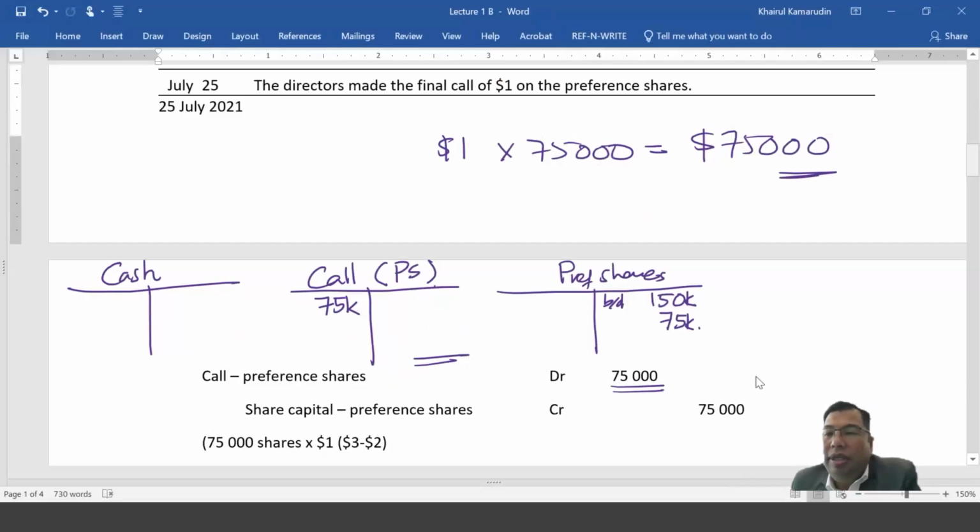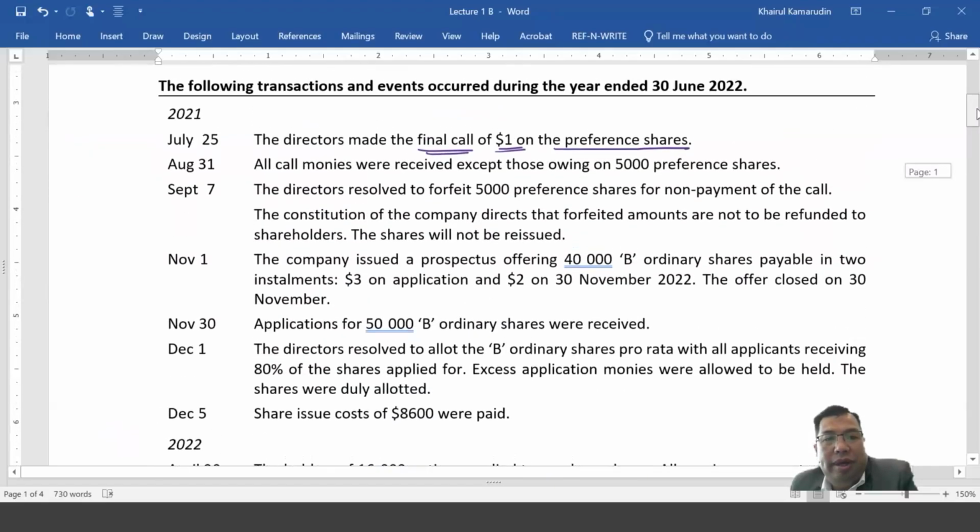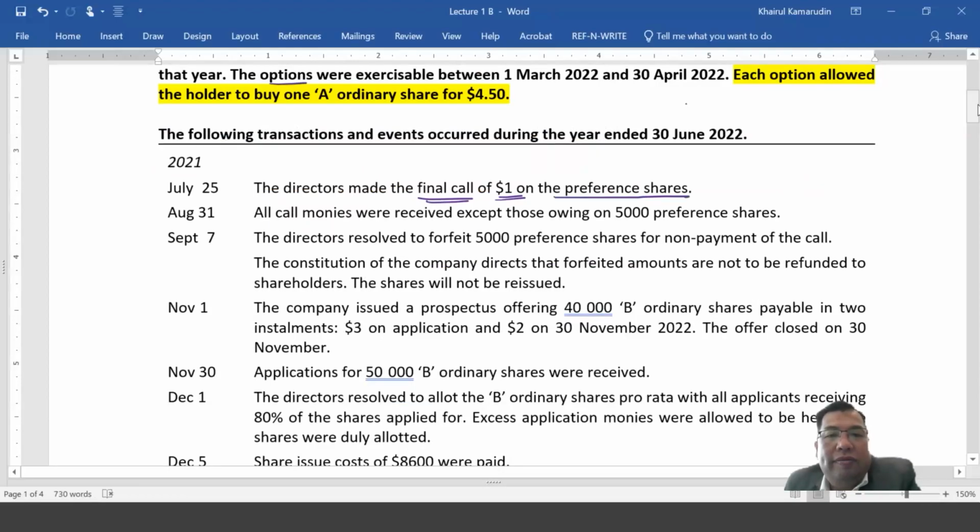Okay. So the first journal entry will be debit call preference share 75,000 and credit share capital preference share 75,000. The next one, we did this one. Second one, 31st August. All call money were received except those owing on 5,000 preference shares. So we have 75,000. We received 70. So 5,000 is unpaid.